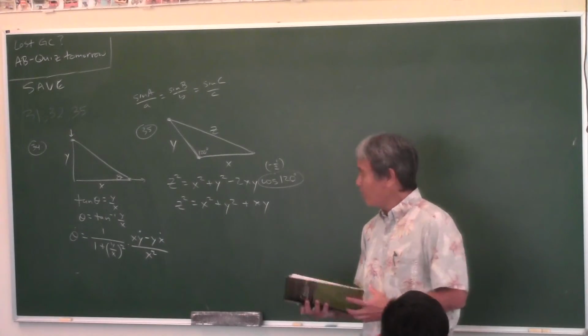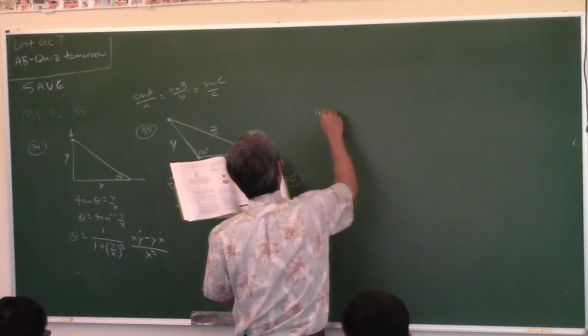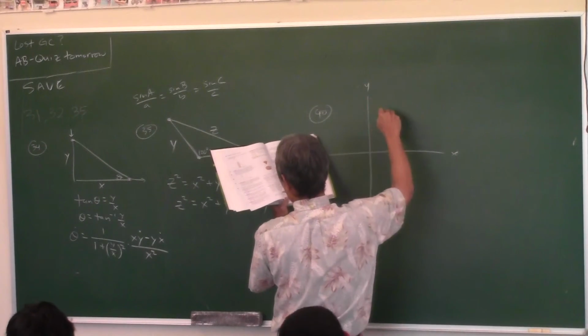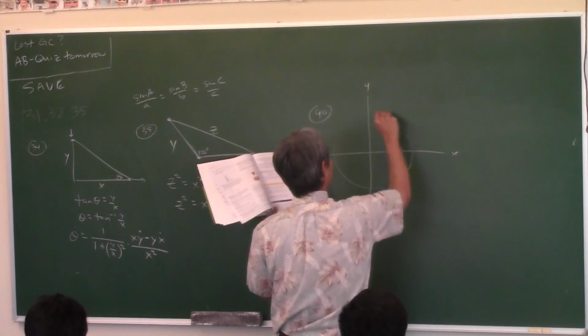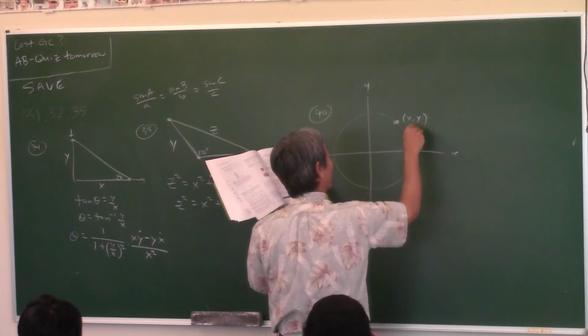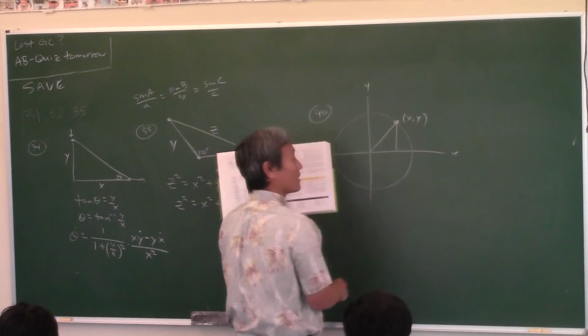Cross it out. No, I already told you how to do this problem. It's multiple choice. Here's a point. You label this point x, y. You just draw this picture.